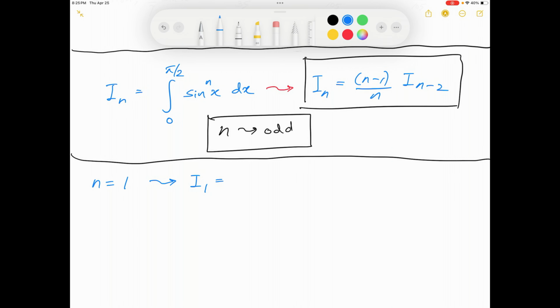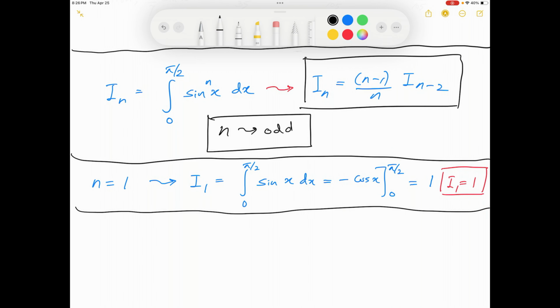So if n is equal to 1, we have I sub 1 being equal to the integral from 0 to pi over 2 of sine first power x dx. We know the integration of sine x is equal to negative cosine x, and then I have to substitute the limits 0 and pi over 2. When you simplify that, we know we get positive 1 as the answer. So we need to remember that I sub 1 is equal to 1. Let's keep that in mind and move on to the next step.